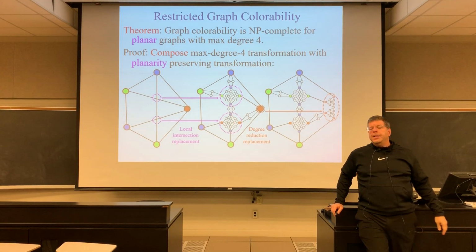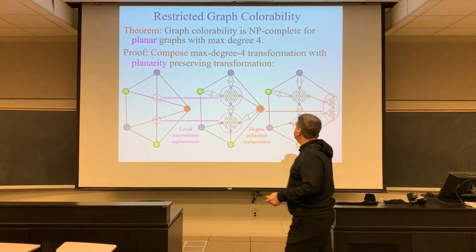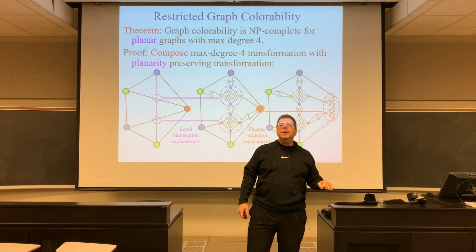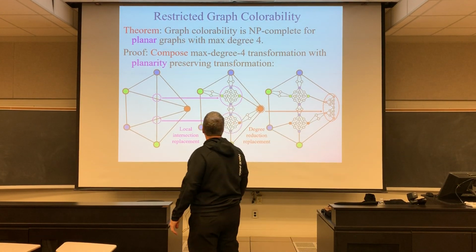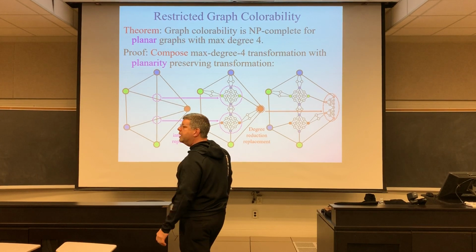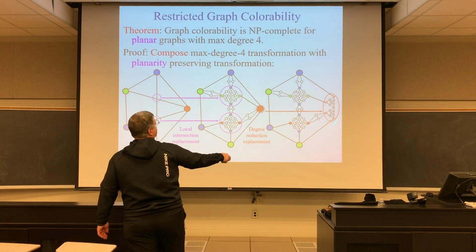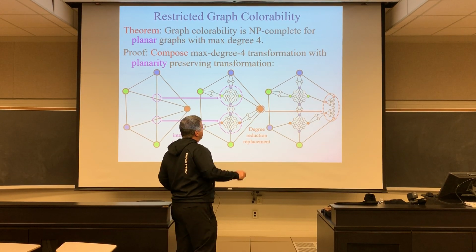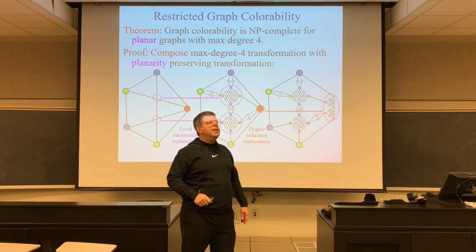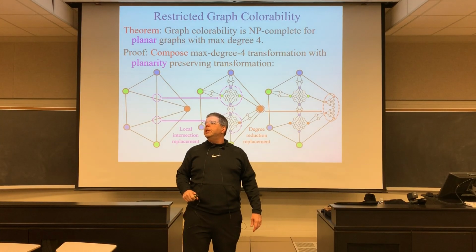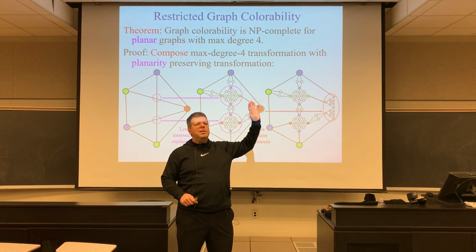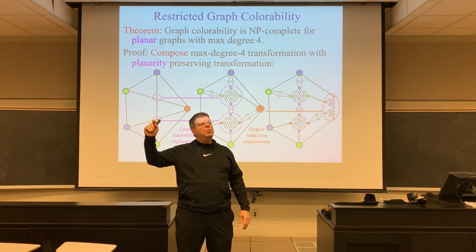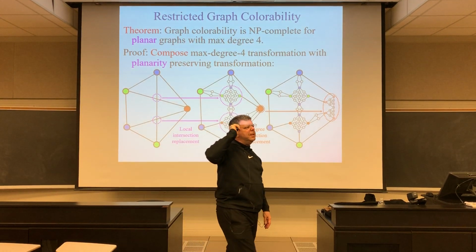Okay. So you can compose these reductions. What we did is compose 2 reductions, one on top of the other. Could you have done it the other way around? I'll let you think about that. Could I first replace the max degree 4 gadgets and then worry about edge crossings? How many say, yeah, I could compose them the other way too? How many say you might run into some issues? What issue might you run into?